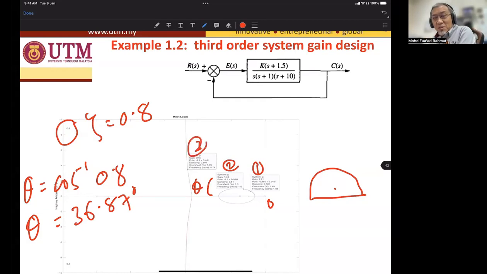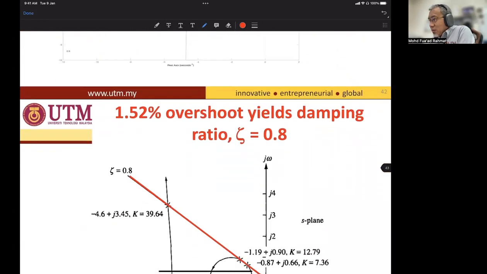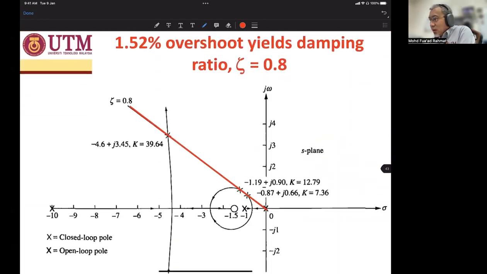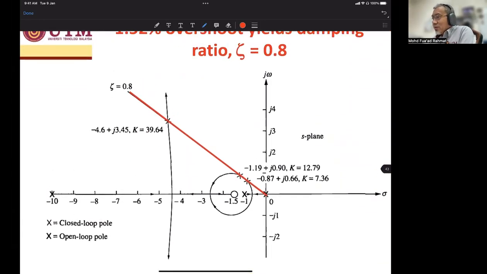So this case is a special case. Previously, we have one dominant pole when the zeta line cross the root locus path. But in this case, we have 3 times intersection between zeta and the root locus. So I zoom it. Okay, this one is not very clear, so I zoom it like this. Can you see? Okay, the damping ratio 0.8. It crossed 3 times, which is number 1, number 2, and number 3. So this is normal.